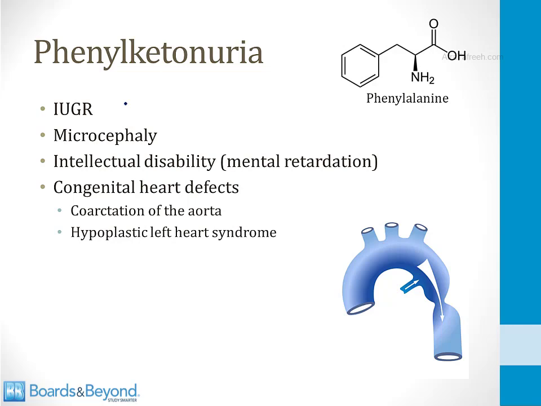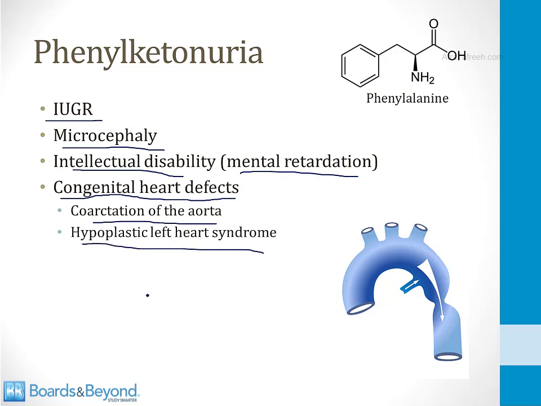So babies born to mothers with PKU can be small, they can have intrauterine growth restriction, they can have microcephaly, they often have intellectual disability or mental retardation, and in addition, they often also have congenital heart defects. One of the common congenital heart defects in babies born to mothers with PKU is coarctation of the aorta. They also often have a rare congenital heart syndrome called hypoplastic left heart syndrome. And that concludes our second video on teratogens.